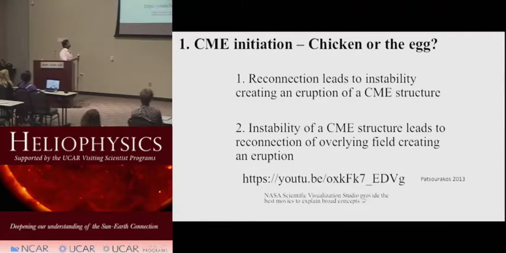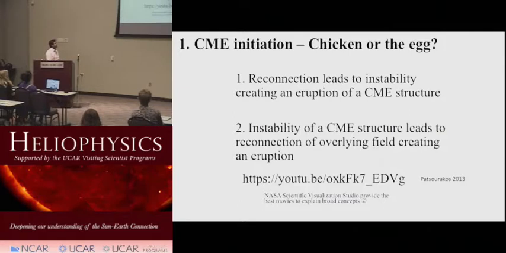So while this was one movie showing the structure forming with the CME structure starting first, there are two variants of how these objects erupt. The idea is, does the reconnection that we start with lead to instability that then creates the eruption of the CME structure? Or is it the instability of an already pre-existing CME structure that then leads to further reconnection of the overlying field, and then you get the eruption? So it's a question of which way around you think these are happening.